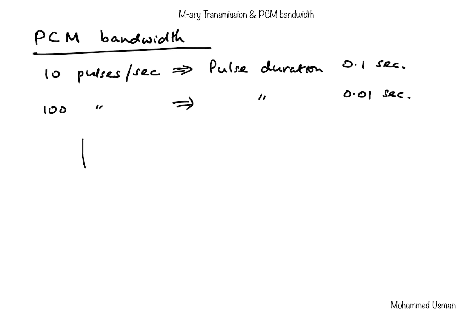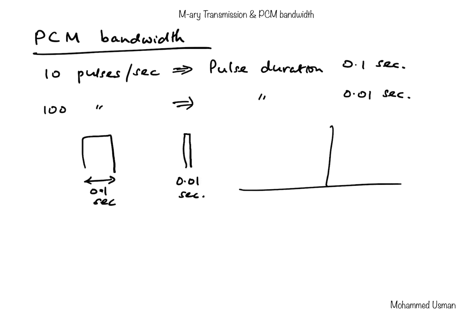So at 10 pulses per second, suppose the pulse is having a width of 0.1 second. At 100 pulses per second, the pulse is going to have a width which is 1/10 of it, so 0.01 second. And when we make something narrower in the time domain, its frequency representation will become wider. So let me draw it here.